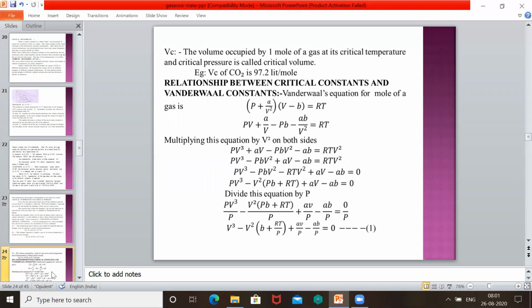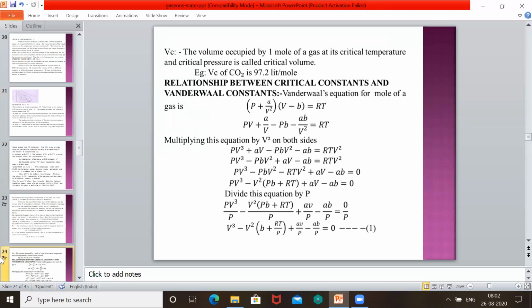Now, the very important thing begins here. We have to find a relation between critical constants and van der Waals constants. This will be the second question. What are critical phenomena? Draw Andrews isotherms. That is one question. Relation between critical constants and van der Waals constants is another point here. So we will see in the next class how the critical constants relate to the van der Waals constants.